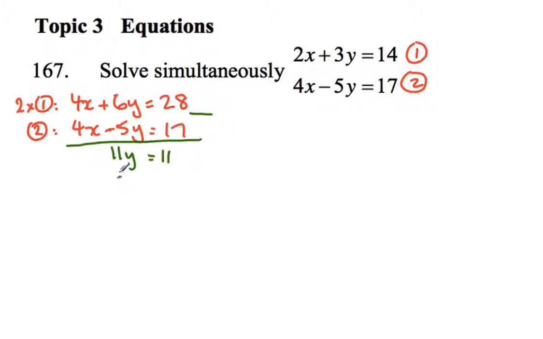Let's just solve that by dividing by 11 on both of them. And we get y equals 1. That's pretty cool. And we will then substitute for the second bit. We'll just substitute that answer into one of the two equations here. Let's substitute y equals 1 into equation 1.